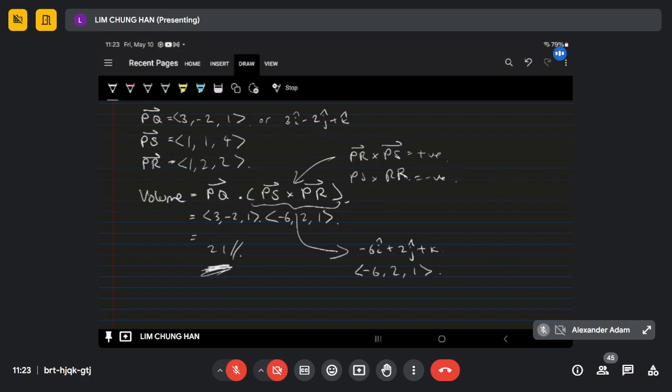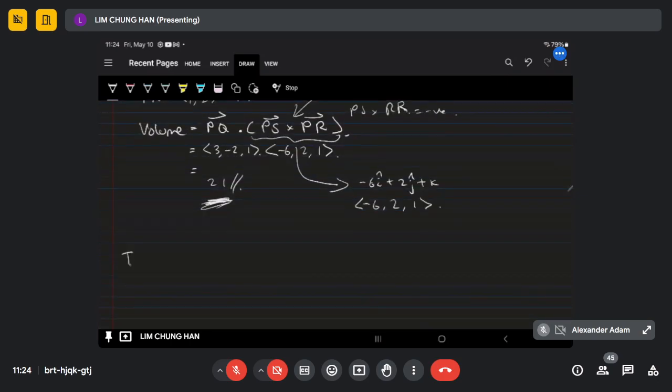Okay, so any questions you want to ask me about this? Anyone has any questions? No question? Okay. If there are no questions, I think we can end. So that's it for vectors. I will arrange a time for a test. There will be a test on this.